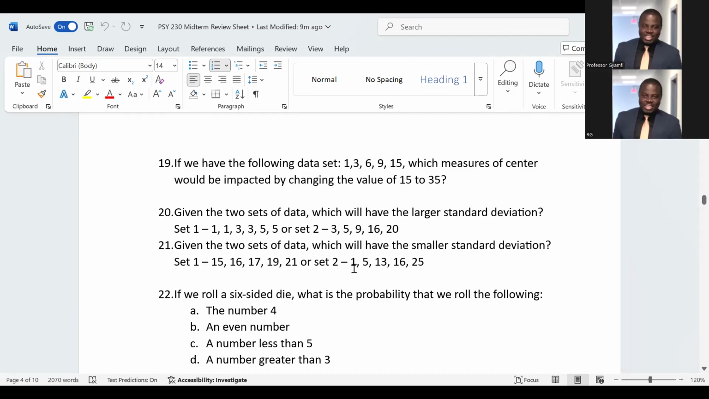Okay, now let's go to set 2. In set 2, you have 1 to 5, which is 4, 5 to 13, which is 8, 13 to 16, which is 3, 16 to 25, which is 9. So with set 2, the data values are more spread out. So set 2 has a larger standard deviation. So we're going to choose set 1, that has a smaller standard deviation. So that is how to know in comparing the standard deviation of two different data sets.